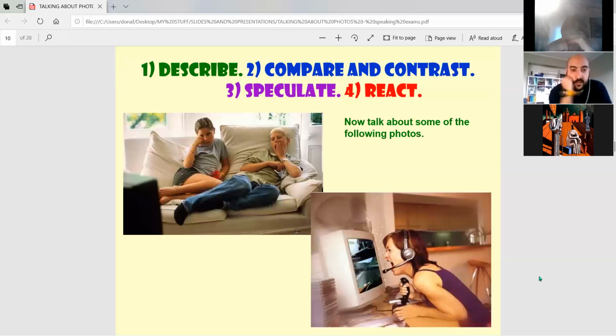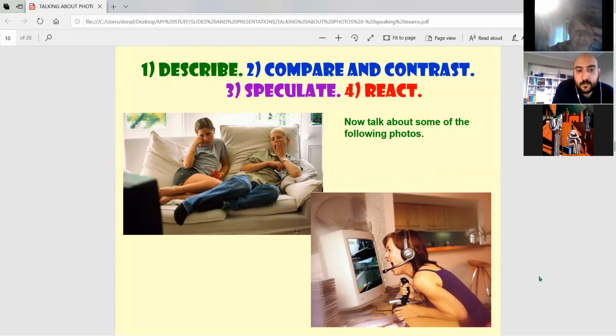Well, first of all, in these 2 photos, we can see in the photo on the left 2 people, and in the photo on the right just 1 person, and they are all seated, and they are in front of a monitor. Yes, a screen.